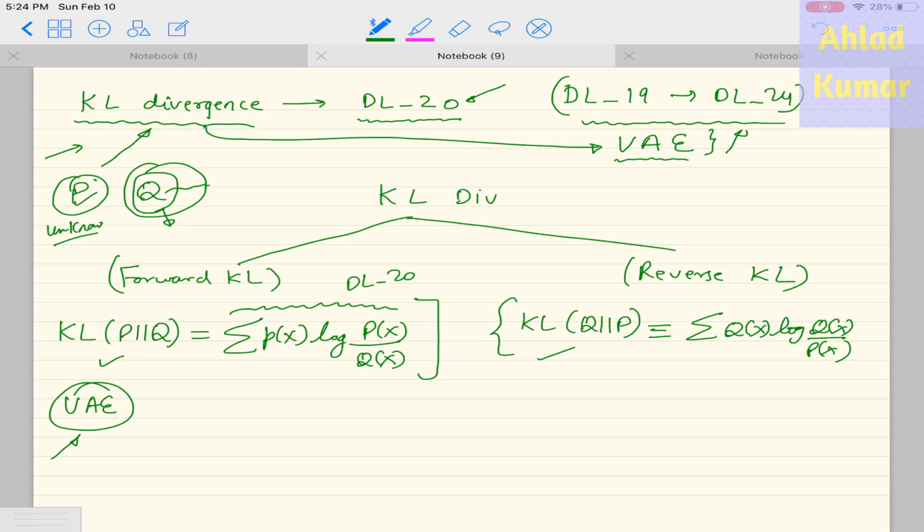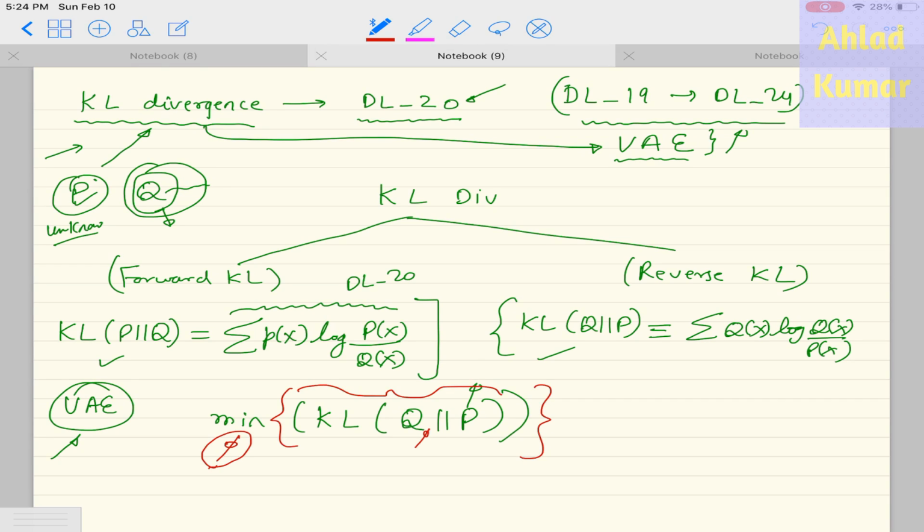The target of variational autoencoder is to minimize the KL divergence between Q and P. And this P is unknown and this Q is basically parameterized by phi. We are minimizing the KL divergence, and we are finding that optimal phi that minimizes this argument. So that is the basic concept of variational autoencoders.